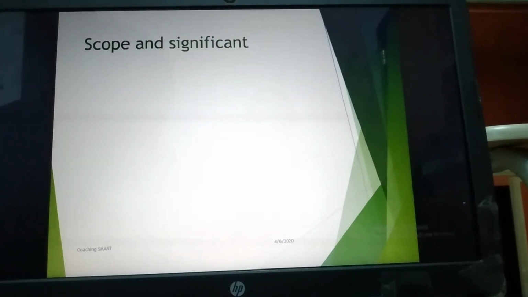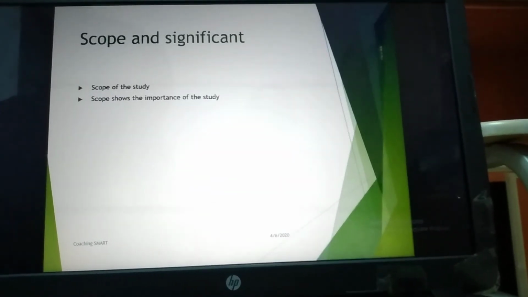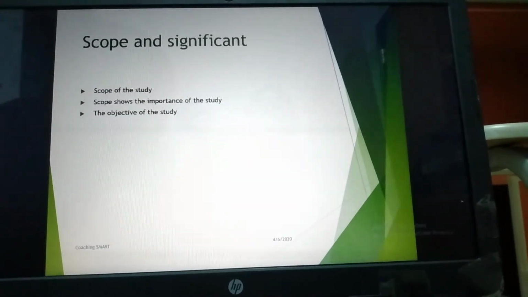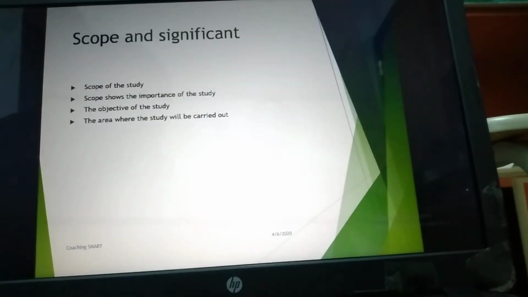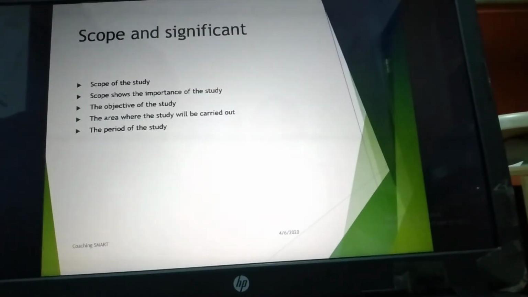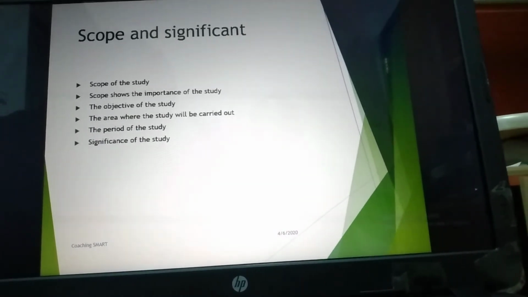Scope and significance. Scope of the study. Scope shows the importance of the study, the objective of the study, the areas where the study will be carried out, and the period of the study. So when you're working with the scope, these are the critical elements.